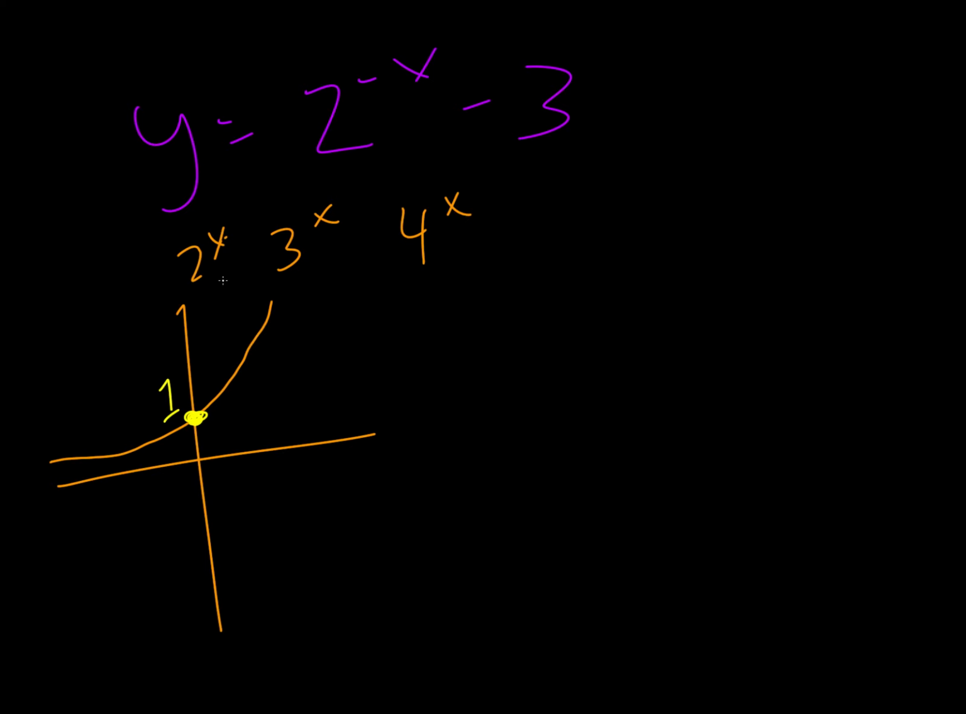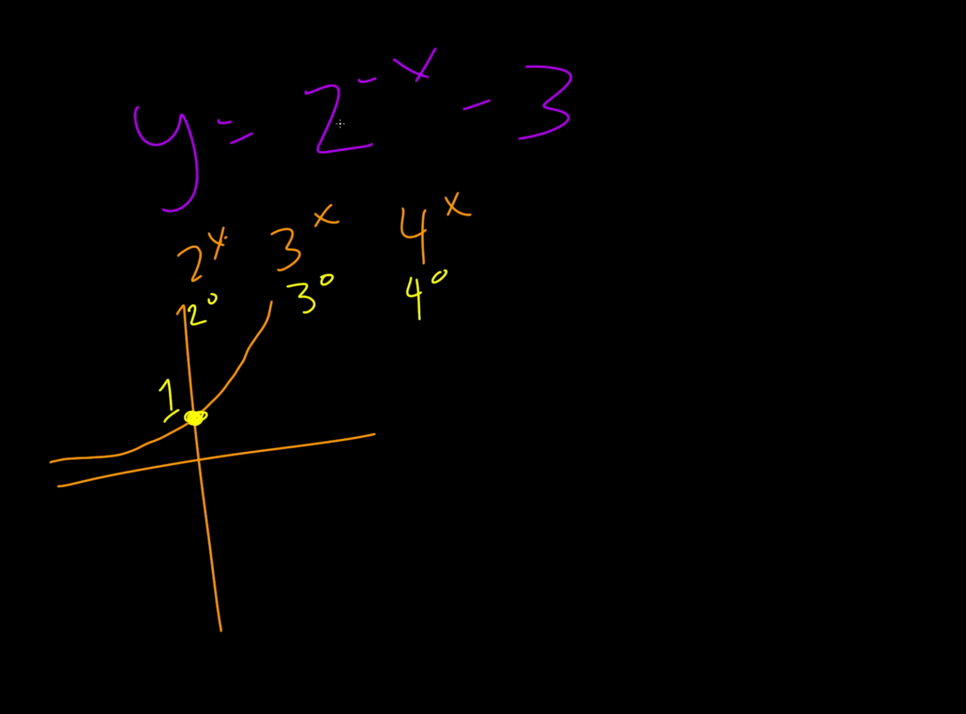and they all have a y-intercept of 1. And the reason why, if we plug in a 0, these all go to 1. So 2 to the 0 is 1, 3 to the 0 is 1, 4 to the 0 is 1. So all are going to cross right there. So we want to start right there when we're trying to sketch.